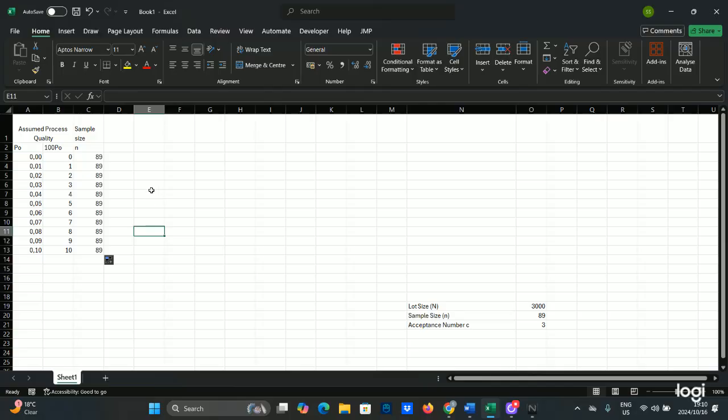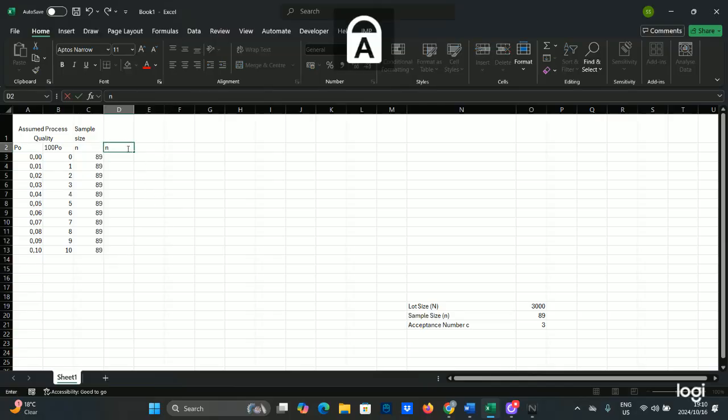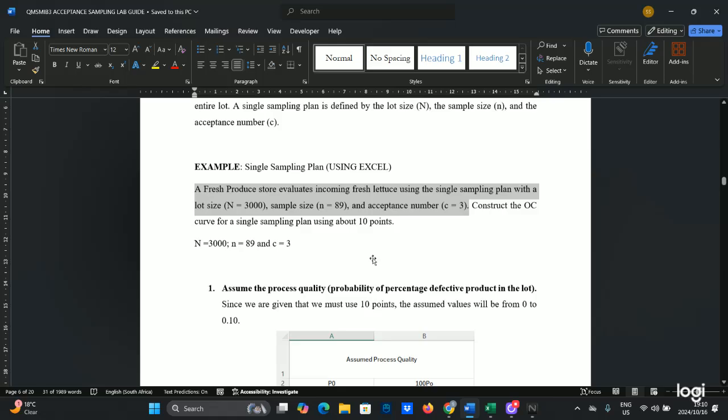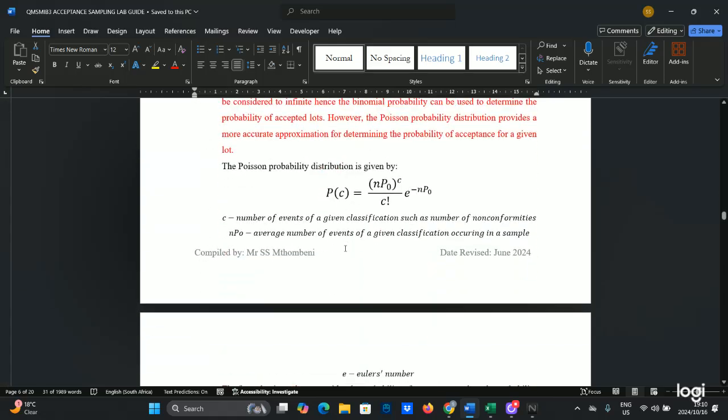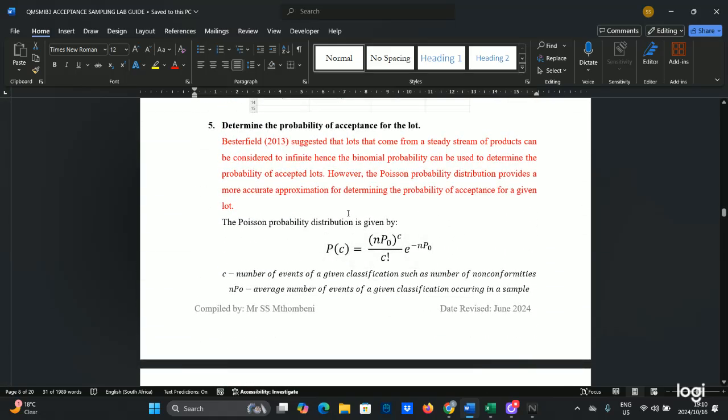After we drag, we calculate what we call the NPO value. Before I calculate the NPO value, let me explain what it means. If we go down to here, with acceptance sampling, probability distributions such as the binomial distribution can be used to determine the probability of acceptance, but the Poisson distribution gives a more accurate approximation. That's why it is the most commonly used when it comes to acceptance sampling.